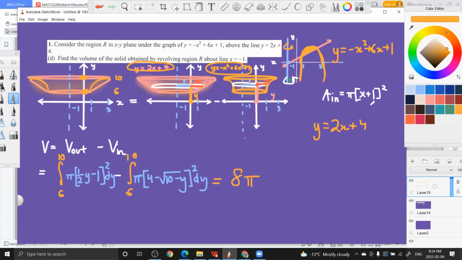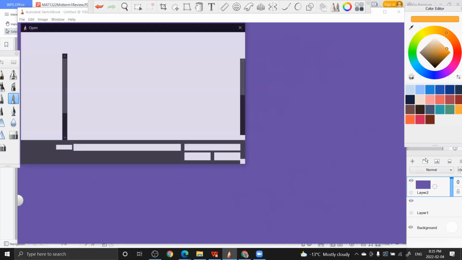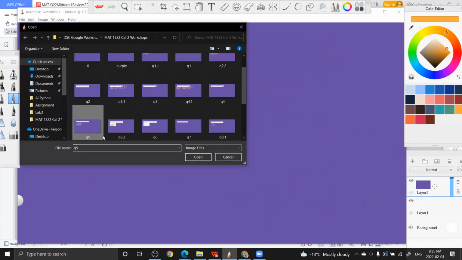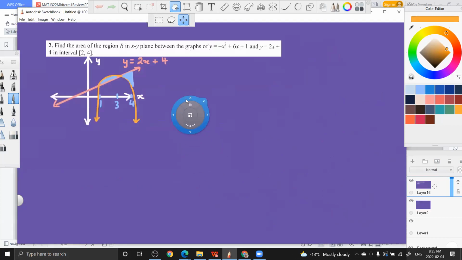So you get 8 pi after you solve this. Okay, let's move on to the next question. Now the next question is very easy. So you just have to find the area of the region R between this graph in the interval 2 to 4. So 2 is right here, that is 4. So we just want to find the area between these two curves in between this interval.